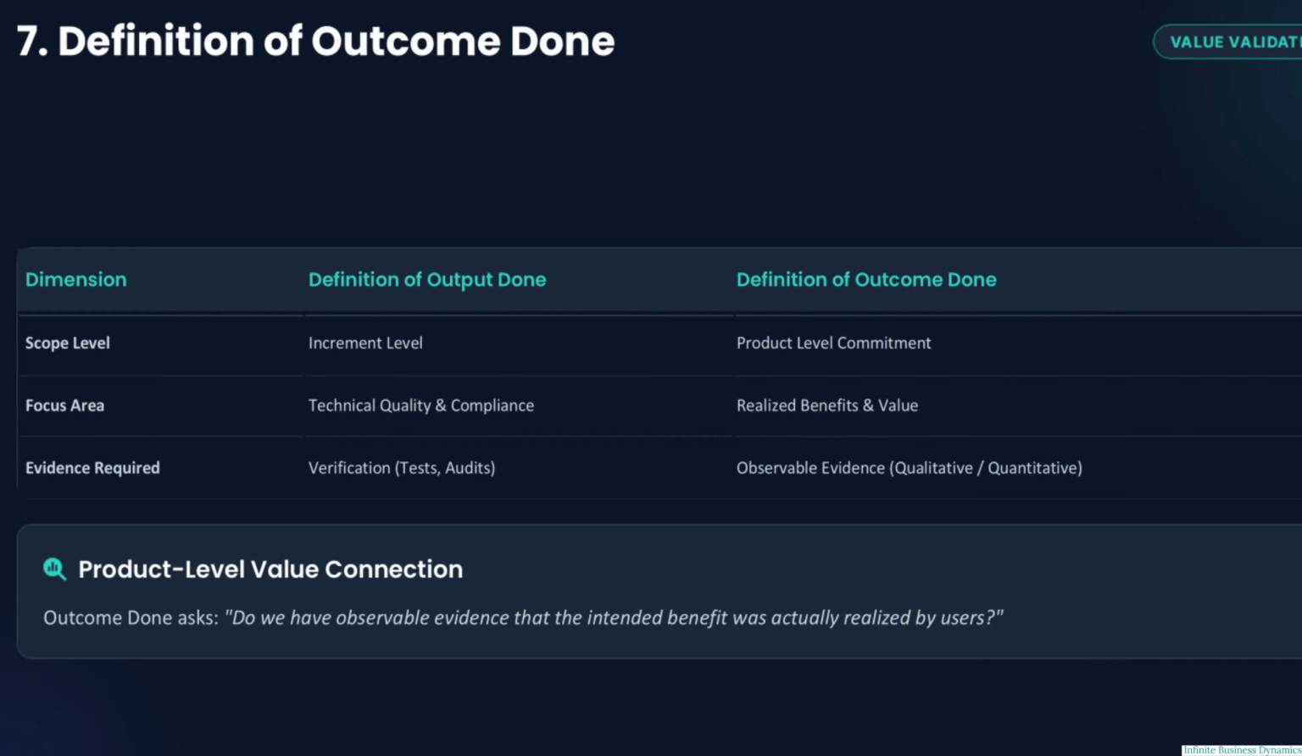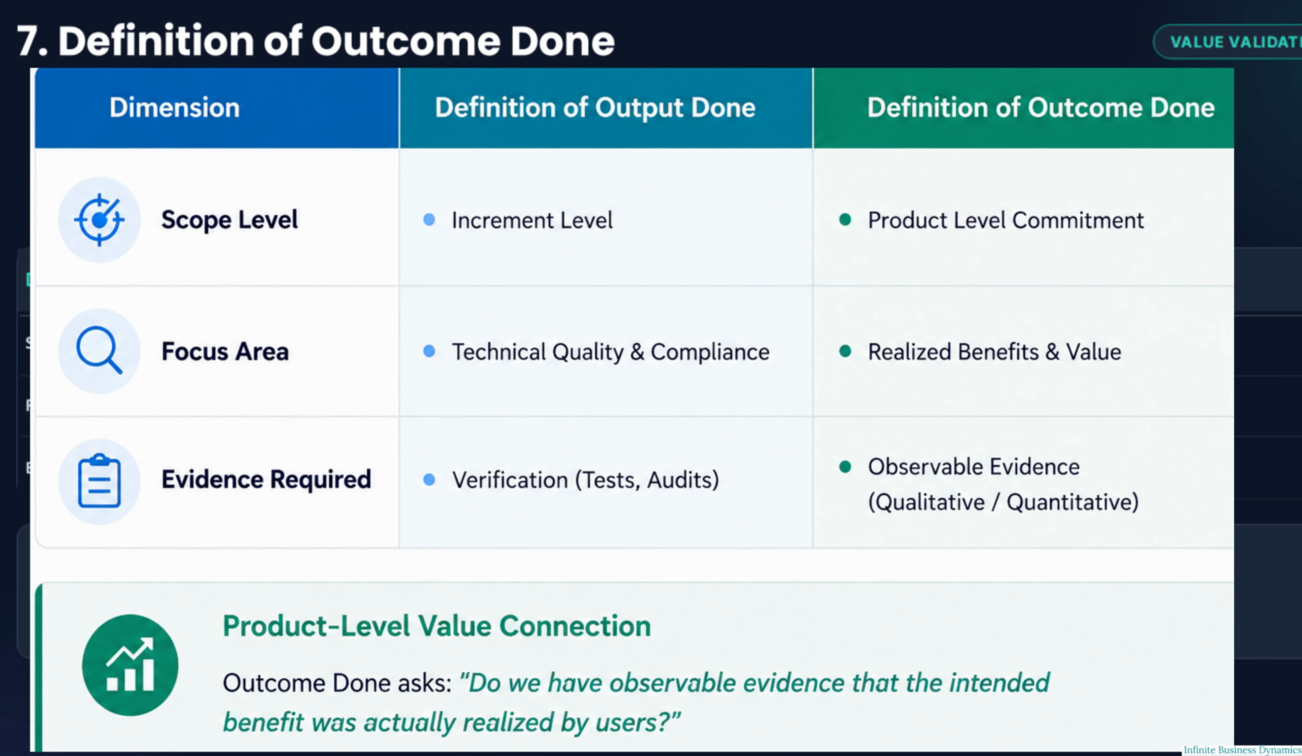We have established that output and outcome are different. The next step is to define what it means for an outcome to be considered complete and supported by evidence. The definition of outcome done operates at the product level rather than simply at the increment level. While the definition of output done focuses on technical quality and compliance, the definition of outcome done focuses on realized benefits and value. This also changes the type of evidence we need.